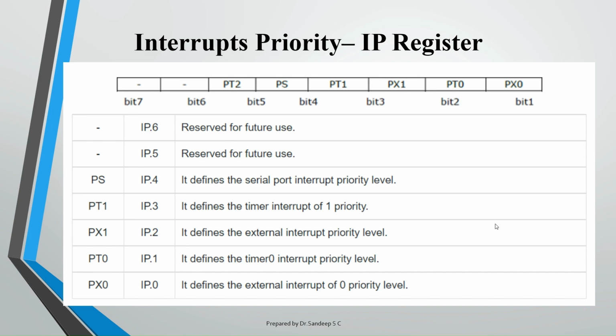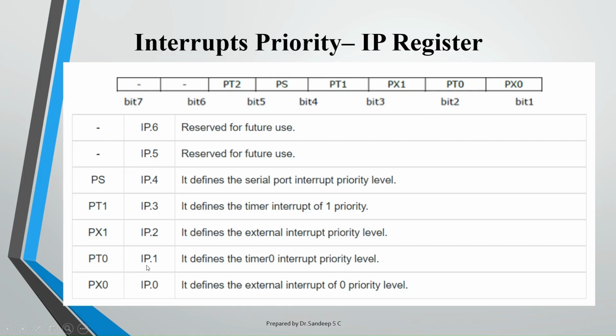Now, to set the priority, we have the interrupt priority register. Here we can see it's an 8-bit register. It's bit addressable, so we can access each bit independently. The first one, IP.0, defines external interrupt 0. Whichever interrupt we want to have higher priority, that bit we have to set to 1. Then that will have the higher priority. As usual, if we set more than one bit to 1, then as we discussed, the default sequence is considered if both requests come simultaneously. Otherwise, based on the priority, they will be executed.